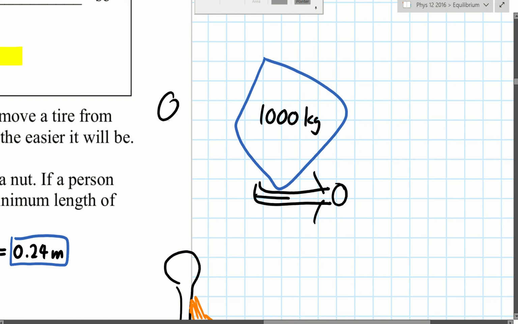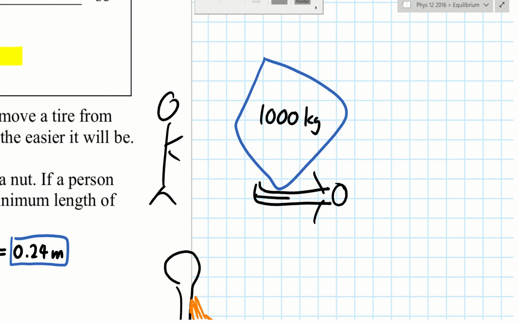So your friend is like here. They're like, oh, I try to save you, I try to save you. Well, no one can lift 1,000 kilograms of rock. So you're still pinned down.